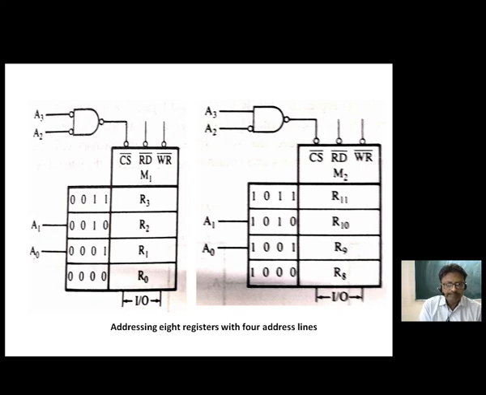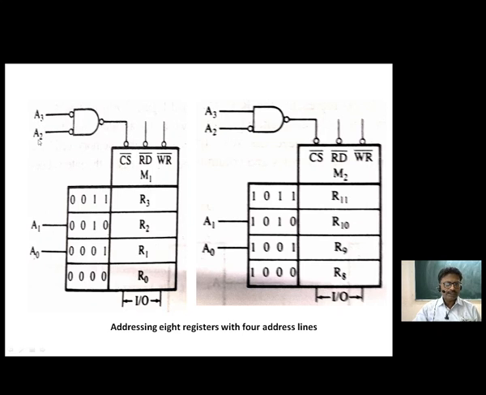Now this is another kind of example in which we have a chip having 4 registers, and we have 2 chips of that, and we have 4 address lines. Then how will we do it? For selecting 4 registers, 2 address lines will be sufficient. Besides this, the rest of the address lines available will be connected to a logic circuit through which you are able to select the chip.